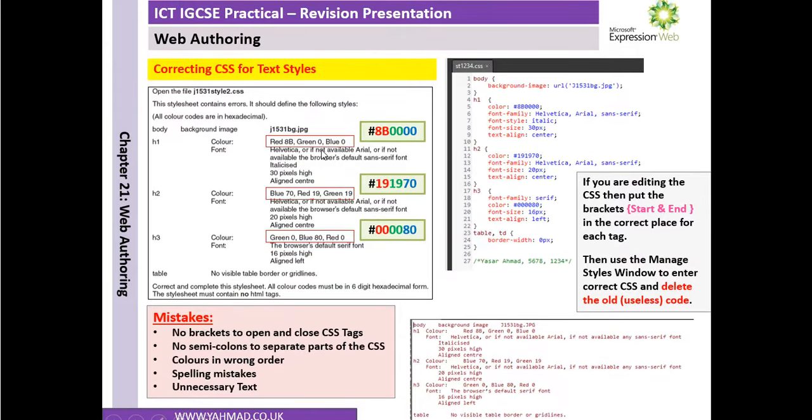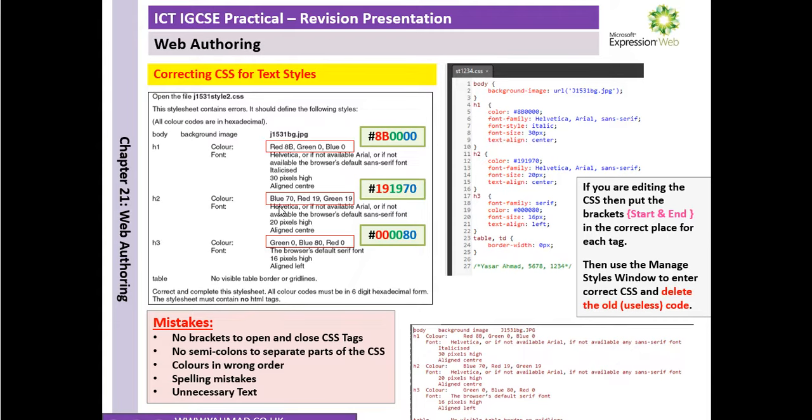Okay, another potential problem is they've given you the colors in the wrong order. So the first one's fine: red, green and blue. However, the second one, if you look, red is in the middle. So you need to always put the red character first, then the green and then the blue. So red is 19, green is 19, blue is 70. You don't really need to know what these values mean, but you need to be able to put them into the right order.